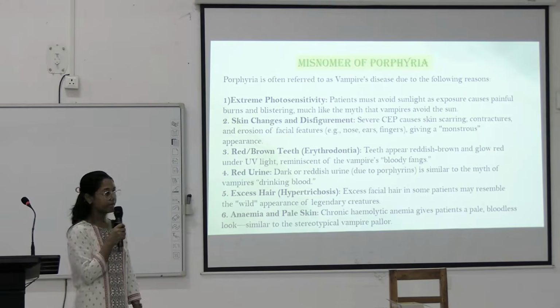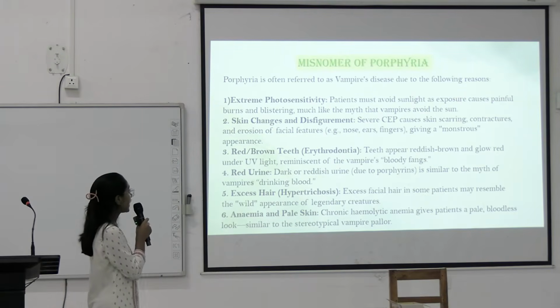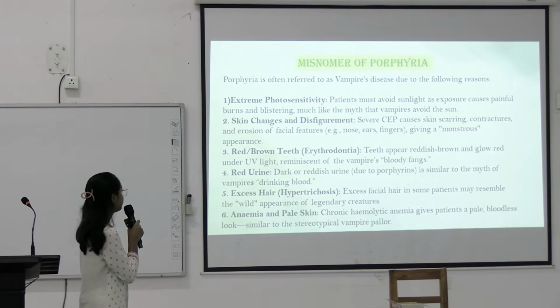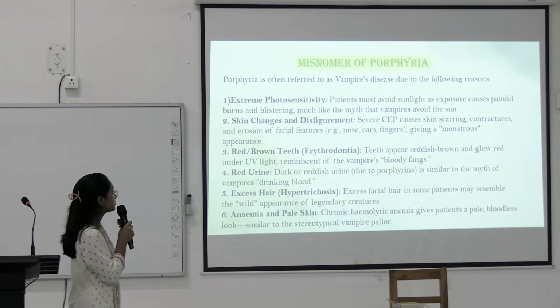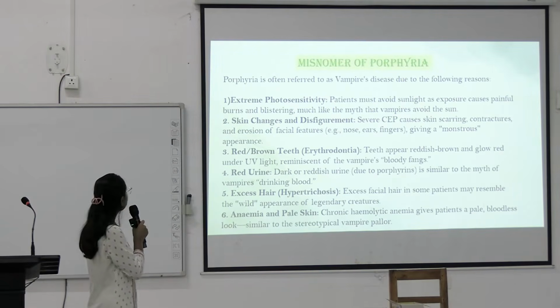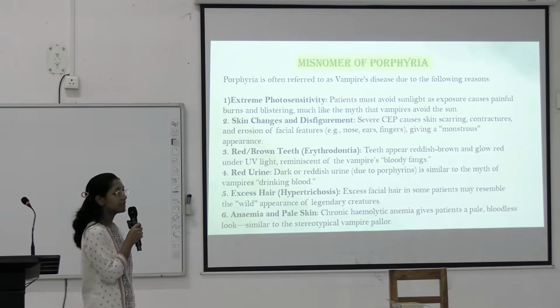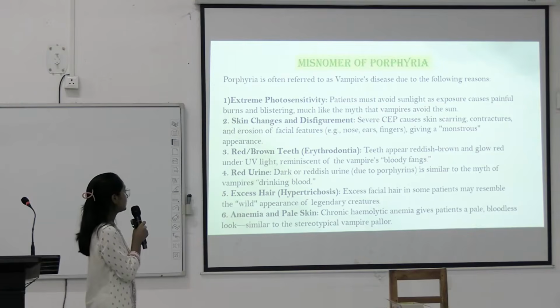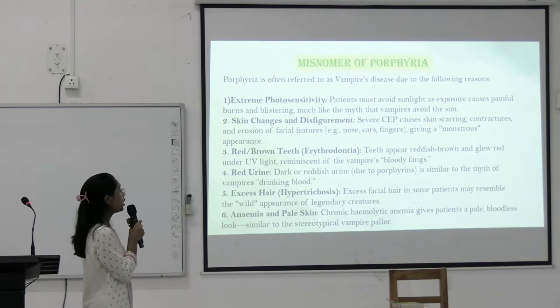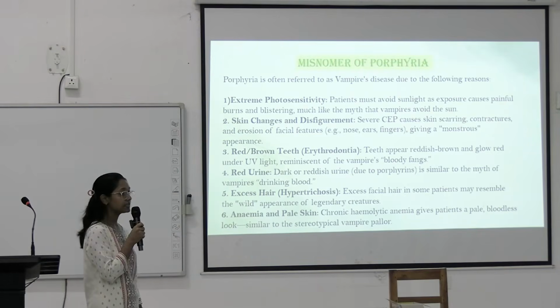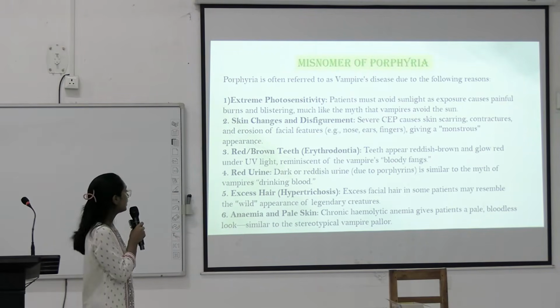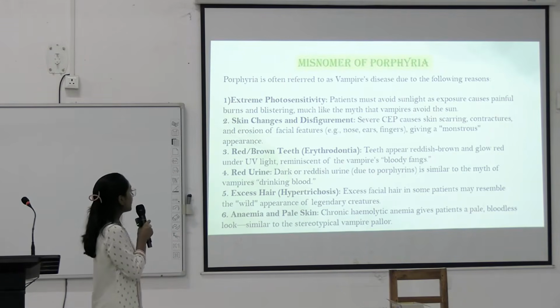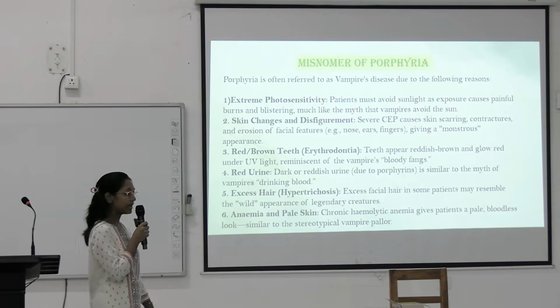The misnomer of porphyria. Porphyria is often referred to as vampire's disease due to the following reasons. First, extreme photosensitivity. Patients must avoid sunlight as exposure causes painful blistering, much like the myth that vampires avoid the sun. Second, skin changes and disfigurement. Severe CEP causes skin scarring, contractures, and erosion of facial features like nose, ears, and fingers, giving a monstrous appearance. Third, red or brown teeth, which is erythrodontia. Teeth appear reddish brown and glow red under UV light, reminiscent of the vampire's bloody fangs.